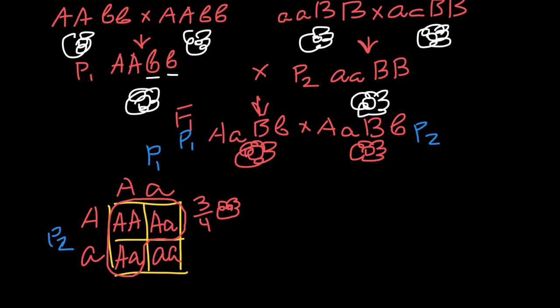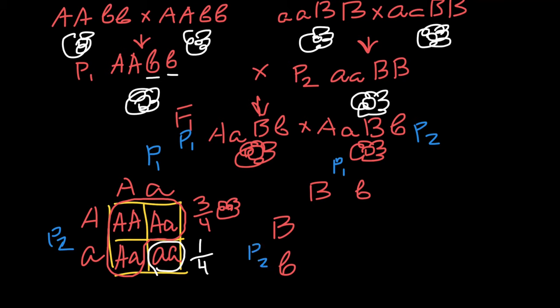But 1/4 would result in a non-functioning locus for the gene A, which would have two recessive alleles, and no pigment is going to be produced because no protein is going to be produced if the plant is homozygous recessive for gene A. And the same picture we are going to have with the gene B. Parent 1 is heterozygous and parent 2 is also heterozygous. Capital B, small b, capital B, small b.